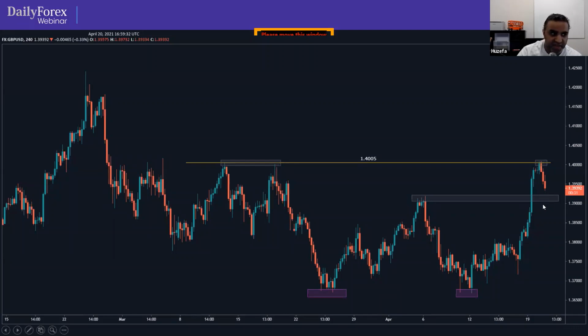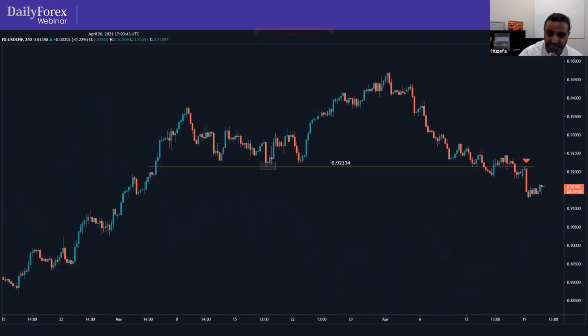or start reversing. I wouldn't just jump in long right now. I wanted it to retrace a bit more, essentially to at least this second gray box here. So I'm bullish pound dollar, but I just wanted to see it push back down a bit more before getting in.